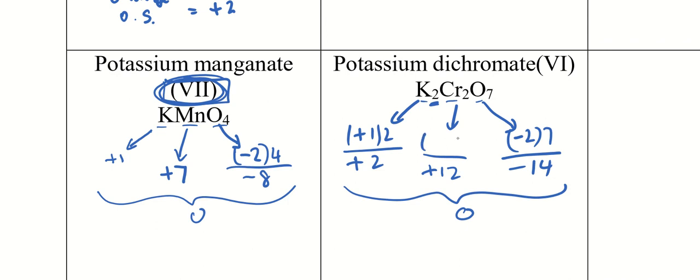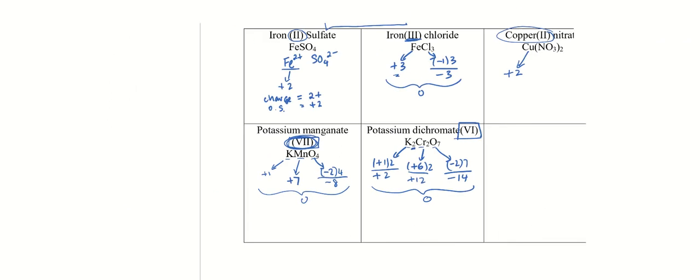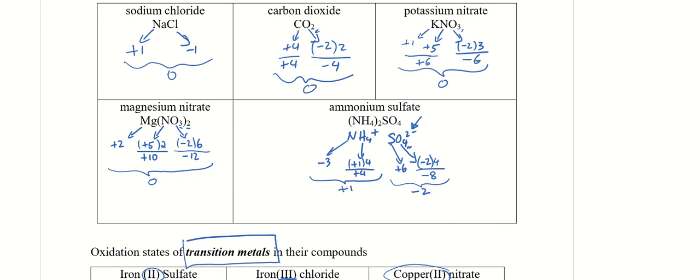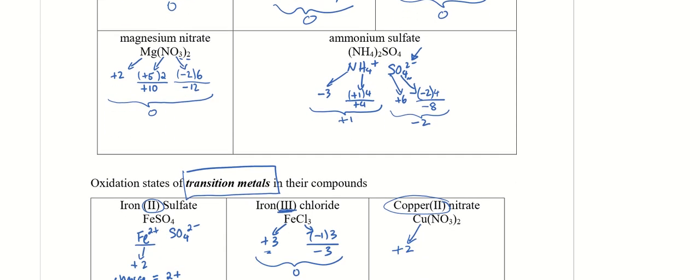And because there's 2 chromium, each chromium must have an oxidation state of plus 6, which corresponds to the name of the compound, potassium dichromate 6. 6 meaning the oxidation state of chromium in potassium dichromate. So I hope this simple exercise gives you a little bit more in-depth knowledge on how to determine oxidation states of transition metals as well as a little bit more complicated ionic compounds.